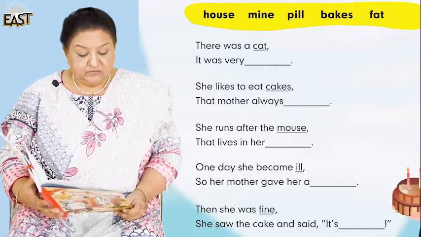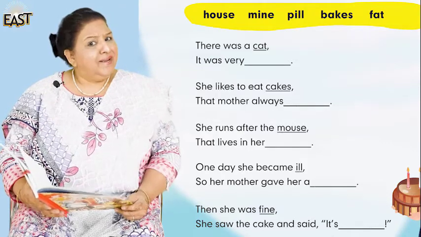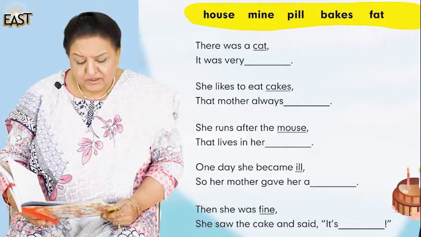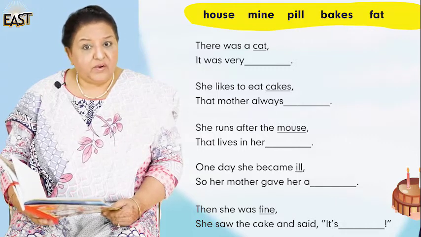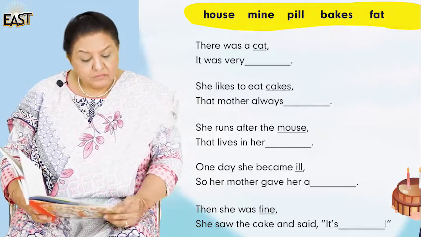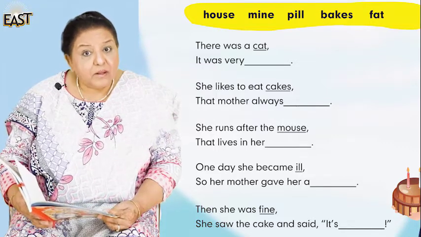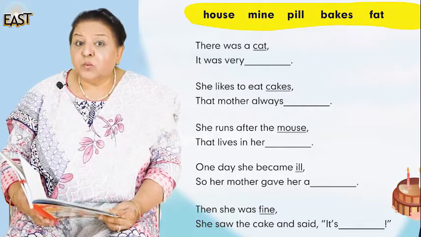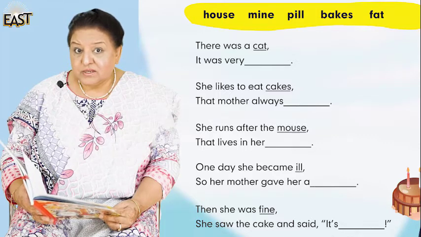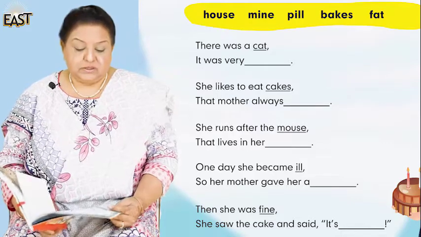Supposing, then she was fine. She saw the cake and said, "It's mine." That doesn't seem good to be on the first line, does it? Because it's starting with, then she was fine. But look, here, just above it, it says her mother gave her a pill because one day she was ill. So that should not change, should it? That shouldn't change. So this is your self-task.